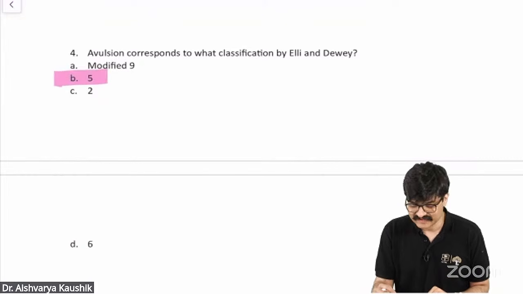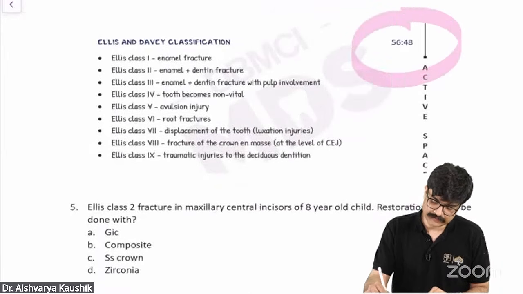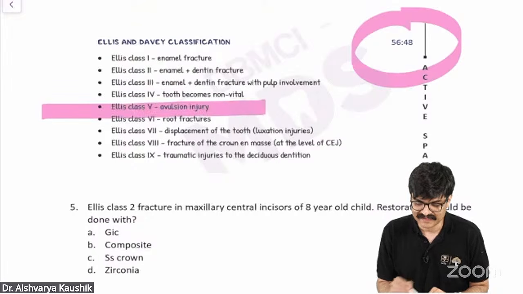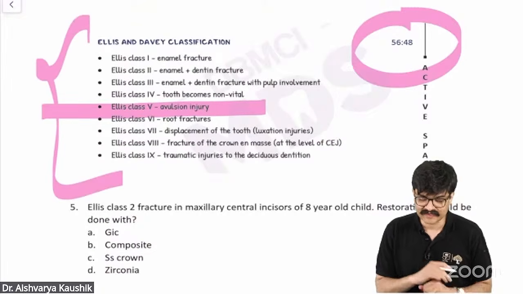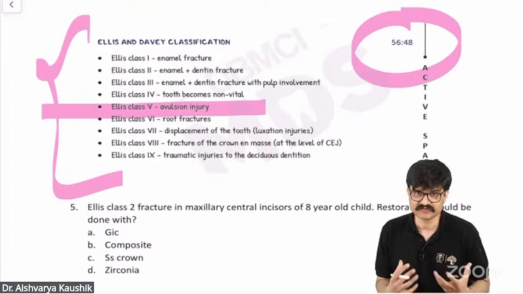We discussed this in our class. It's mentioned in the notes. That's the time-stamped notes screenshot that we have. If you see here very clearly, we have mentioned Ellis class 5 avulsion injury. Yes, you have to memorize all the 9 and be very precise with it, right? The examiner wants us to memorize things also.